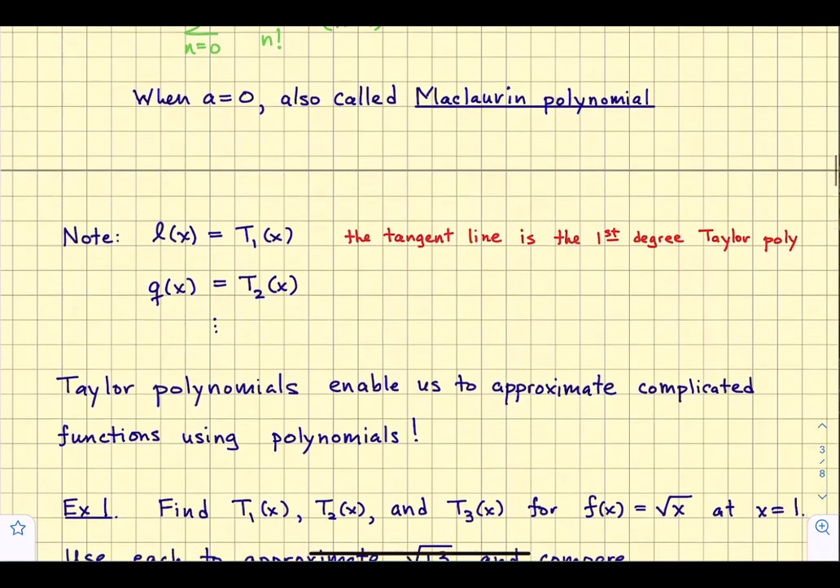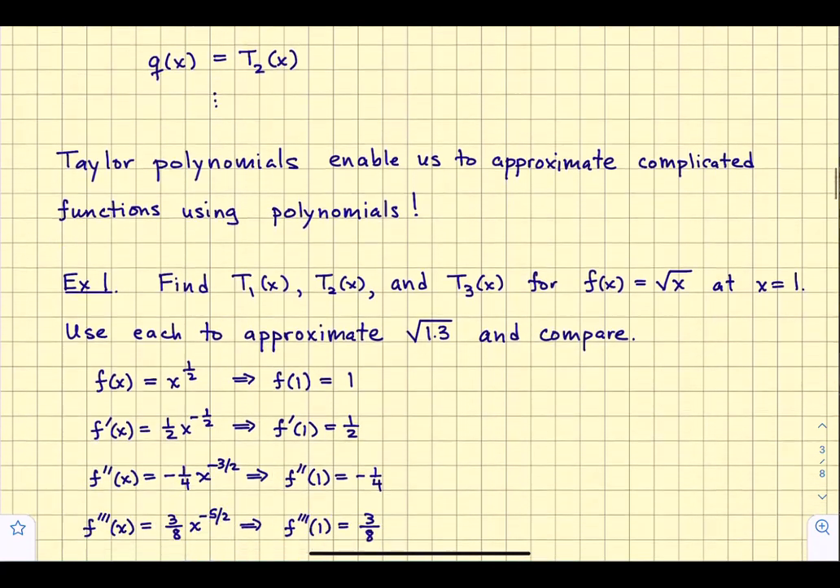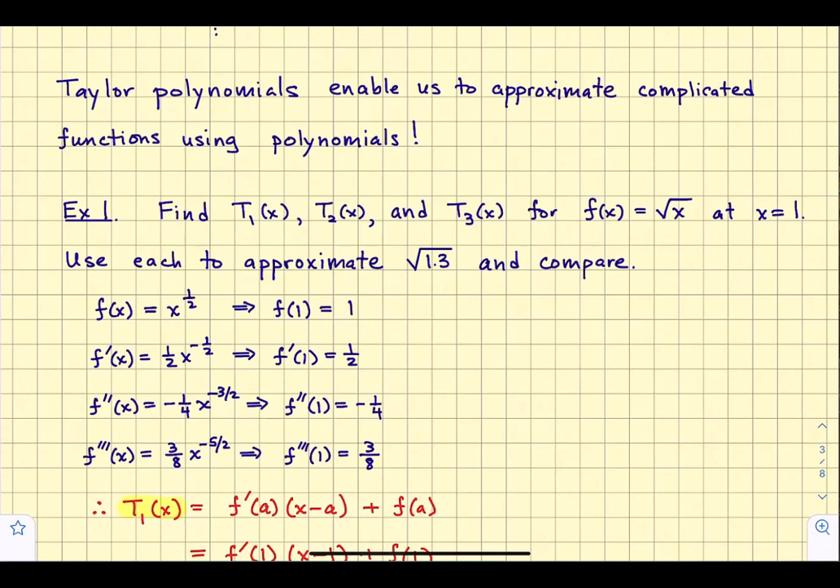So what's the key point about Taylor polynomials? The idea is that Taylor polynomials enable us to approximate complicated functions using simpler functions, which are polynomials. Let's look at an example. Let's take the function f of x equals the square root of x. Let's find the first degree Taylor polynomial, the second degree Taylor polynomial, and the third degree Taylor polynomial, and we want them centered at x equals 1. And after we find those polynomials, let's use each one to approximate the numerical value of the square root of 1.3, and let's compare how they do.